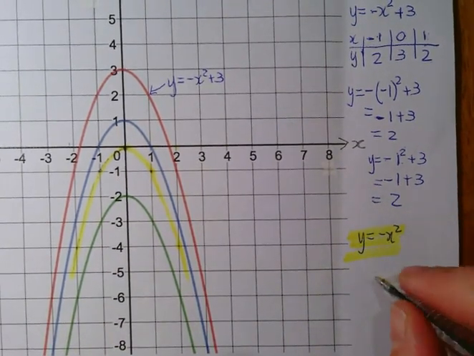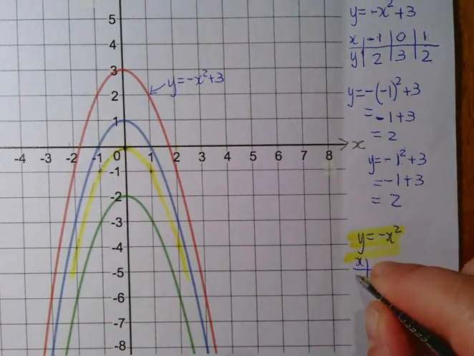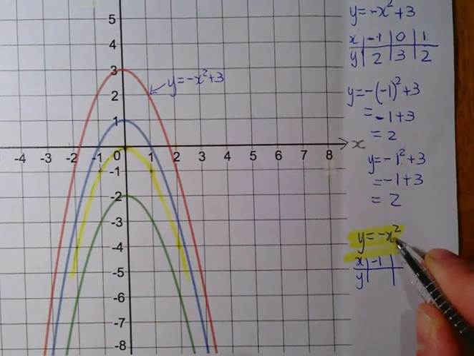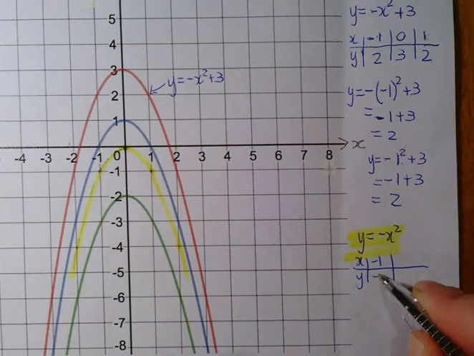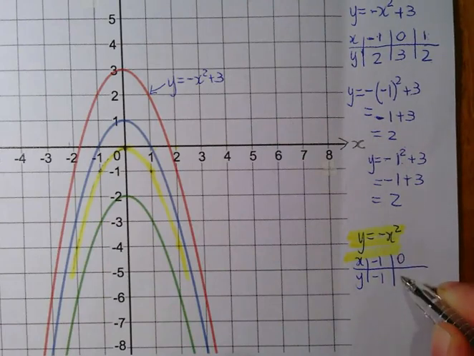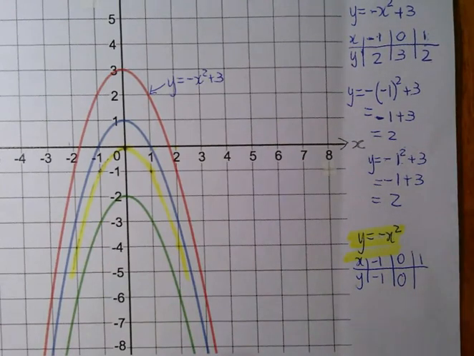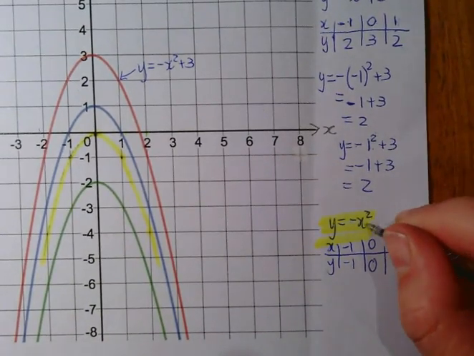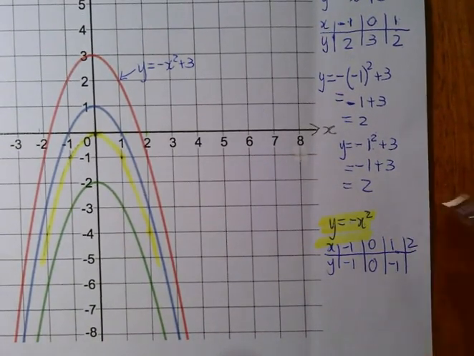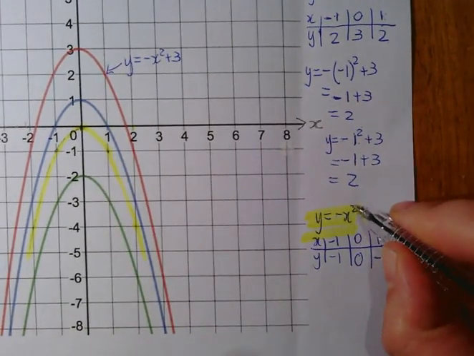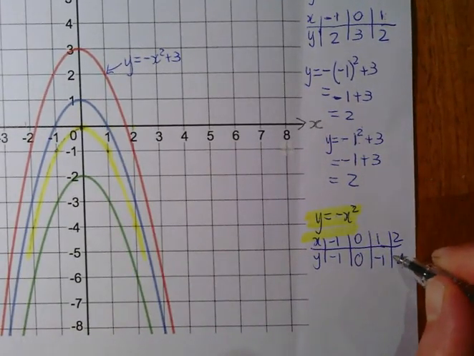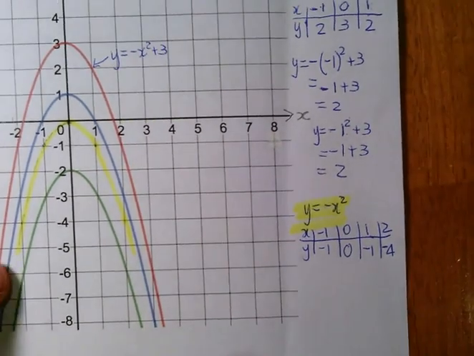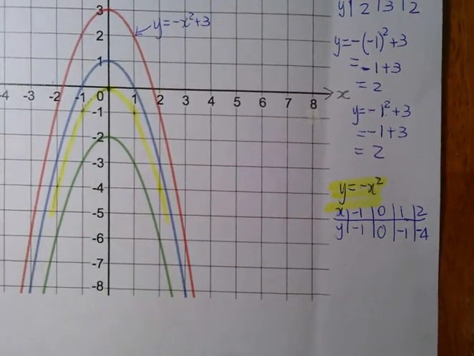Just doing a quick table of values for that. When x is -1, be careful because it's negative. Now, -1 squared is 1, so it's -1. 0 squared is 0, so -0 is just 0. When x is 1, 1 squared is 1, and I'll put a negative in front of it. I'll just do 2 as well: 2 squared is 4, and we get -4. The negative is not squared, just the x value is squared. So the yellow curve is y equals -x squared.